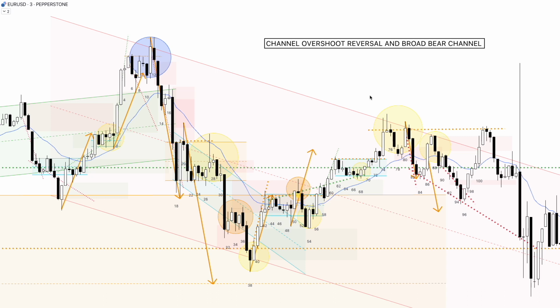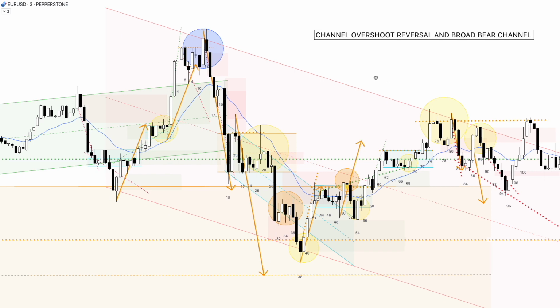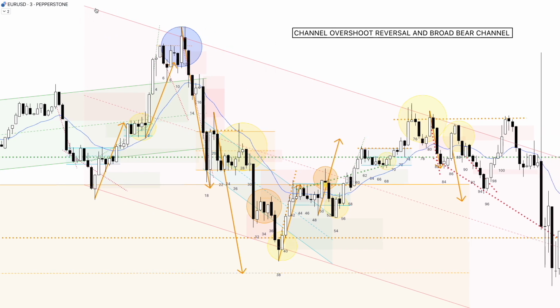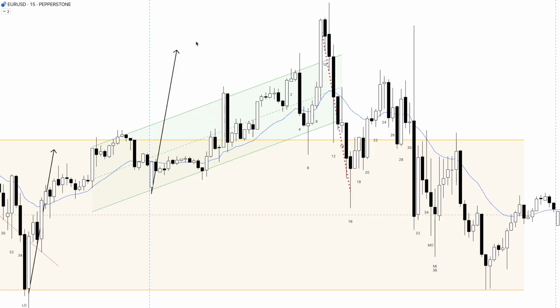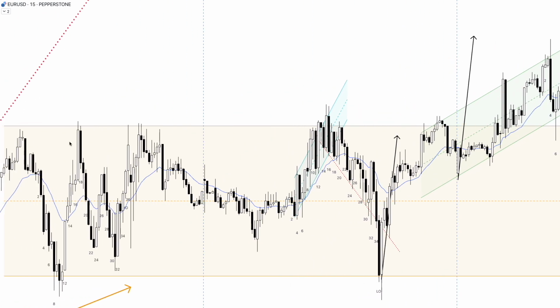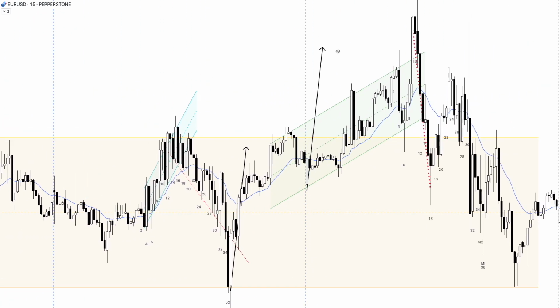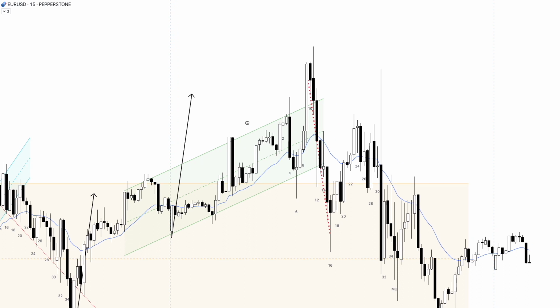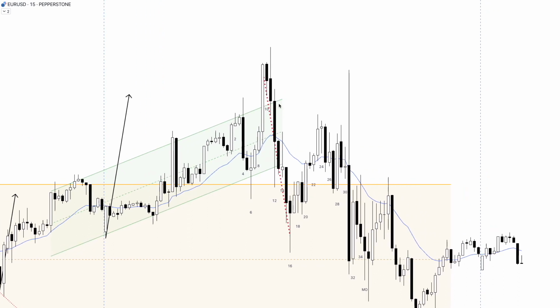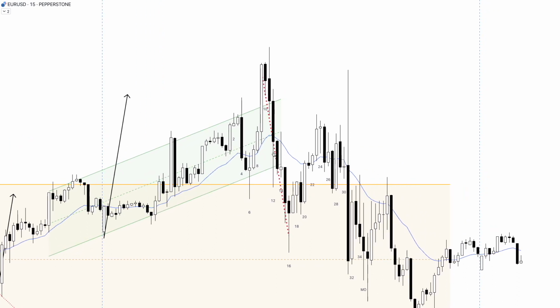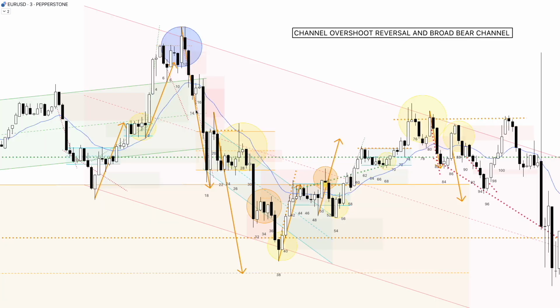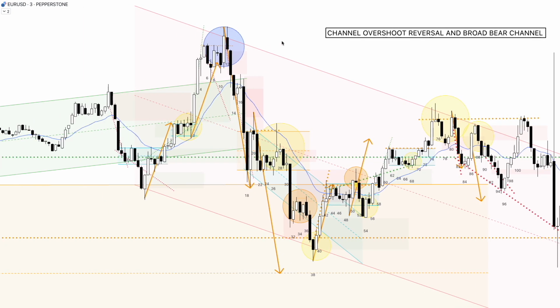Hello, this is yesterday's price action for the London session Euro USD 3-minute chart. It was a channel overshoot reversal and broad bear channel. So let's just take a look at how this broad bear channel formed. We'll jump up to the 15-minute. As we can see, there was a big range that's been running a few days. We then had a channel form, and we've had the overshoot and the failure. We're expecting the two legs back, and that's how this broad bear channel formed.